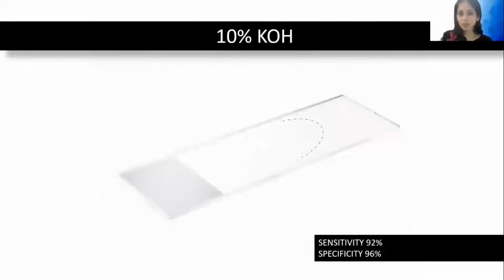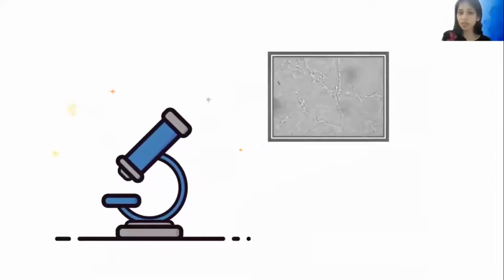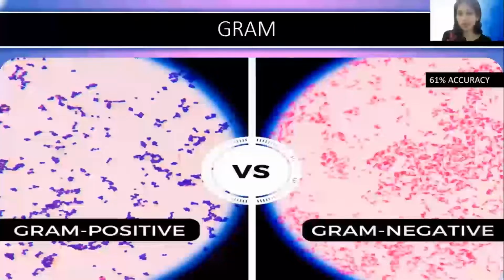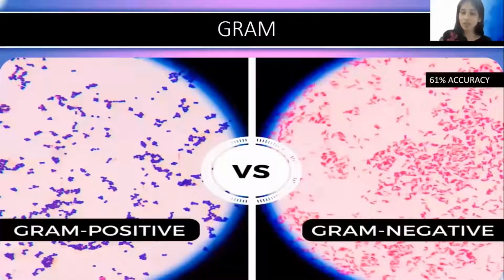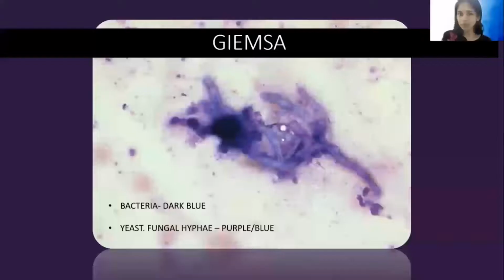So you do a wet mount of potassium hydroxide. You spread it out as thin as possible and then put a few drops of potassium hydroxide, place a cover slip and examine under the microscope. This is how a fungal pipette looks like. You can perform a Gram staining to differentiate gram-positive and gram-negative organisms. Gram-positive organisms show purple in color and gram-negative shows pink in color. Sometimes you can find artifacts and you can get confused between gram-negative and positive if the staining is improper. So, proper staining technique has to be followed.